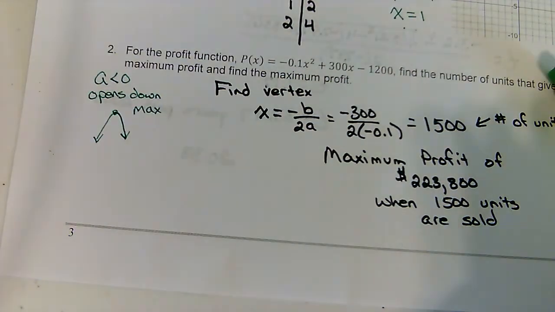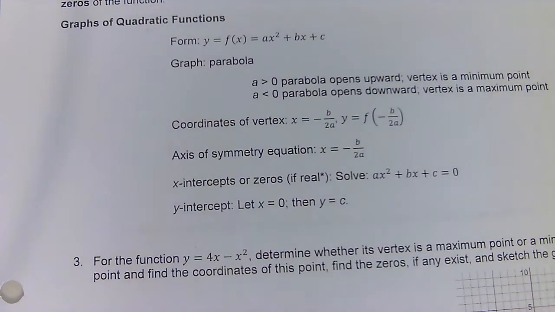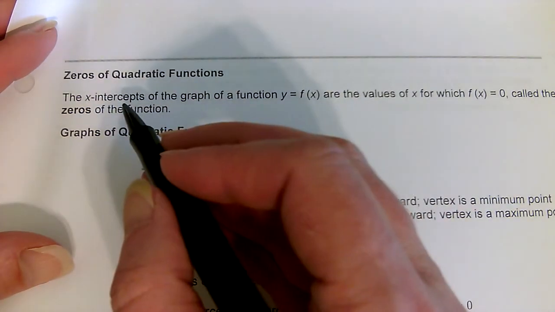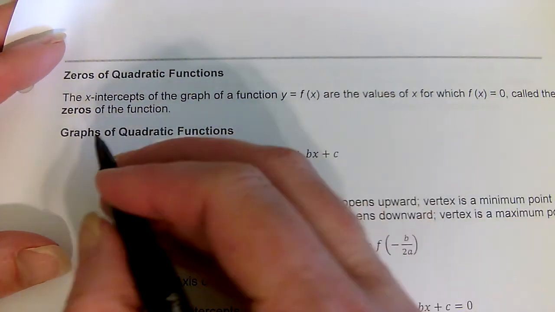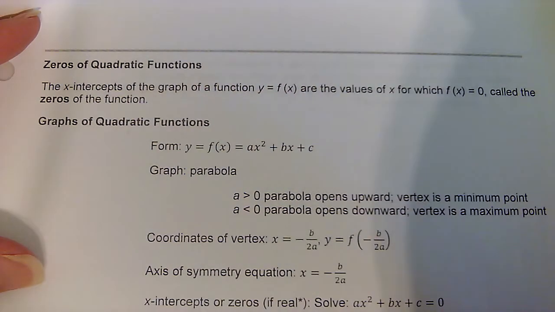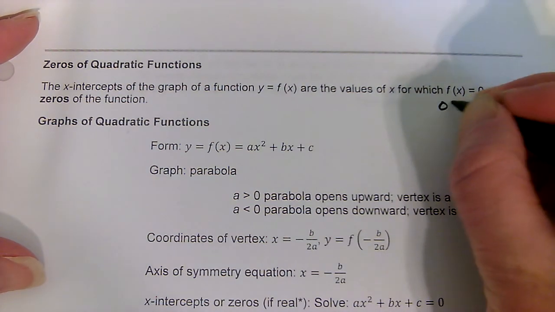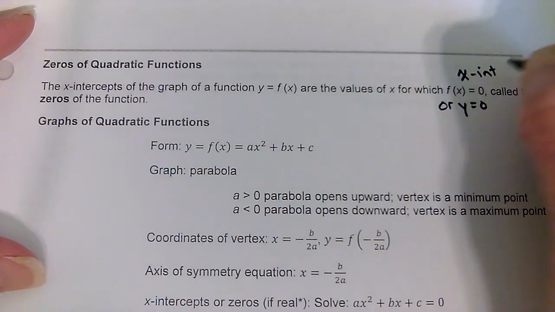Now we're going to look at a little bit more about the graphs. The next part is that we want to know about the zeros of the quadratic function. Just remember, zeros of anything mean the x-intercepts. They're called zeros because it makes f of x equals 0, or y equals 0. These are our x-intercepts.